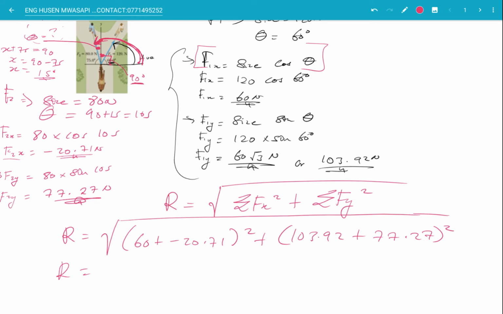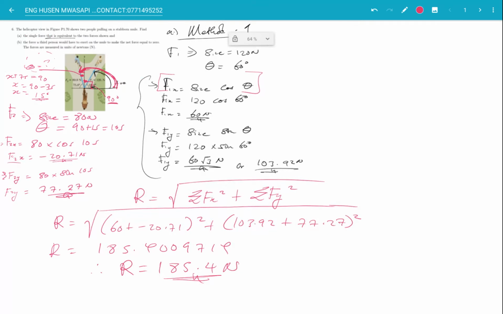So in this case, we're having our resultant to be 185.4009714. Therefore, our resultant will be 185.4 newtons, and that will be our answer. So basically, this is just one of the methods that we apply when finding the resultant force, which is a single force that is equivalent to whatever number of forces that will be acting on the system. So be mindful of that.